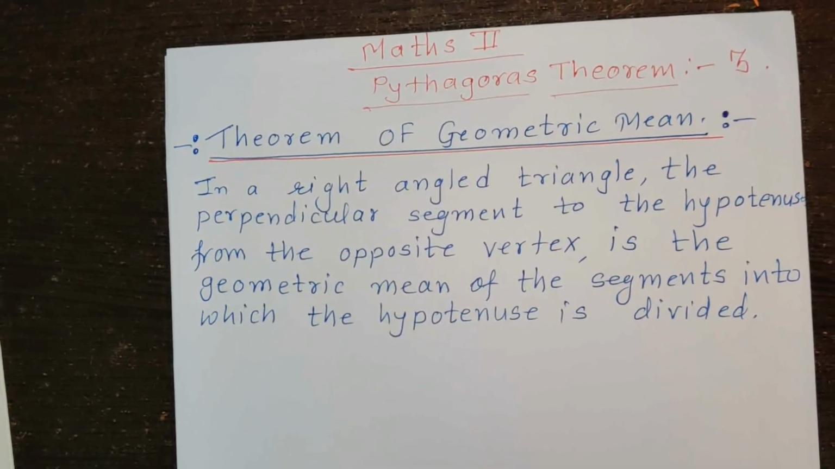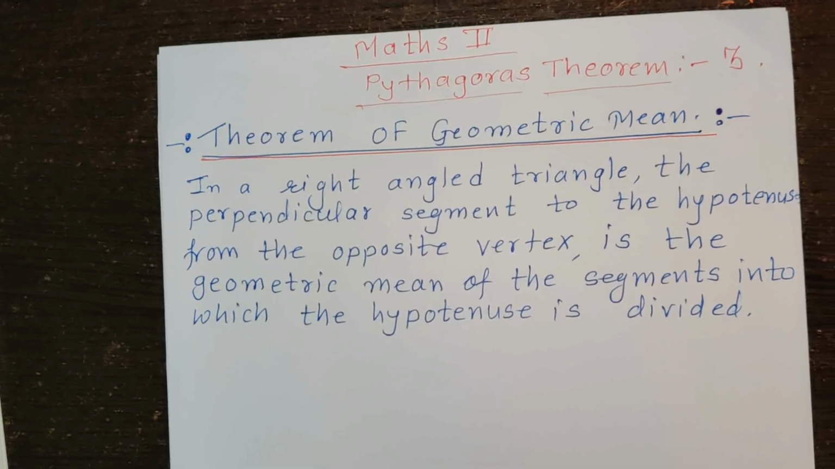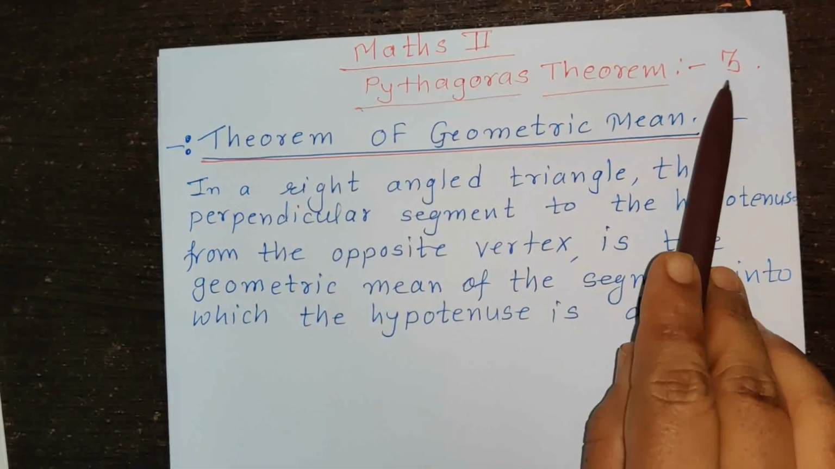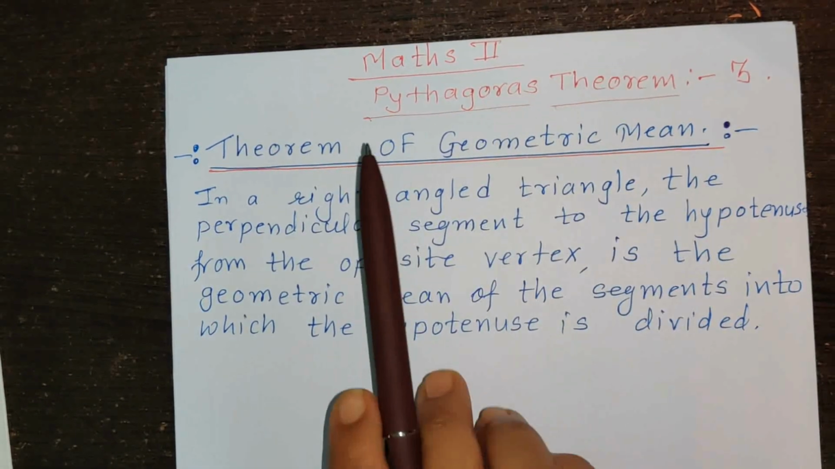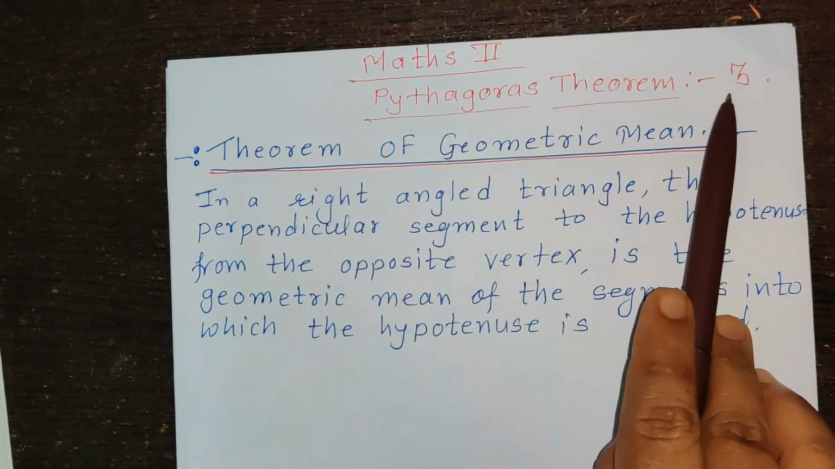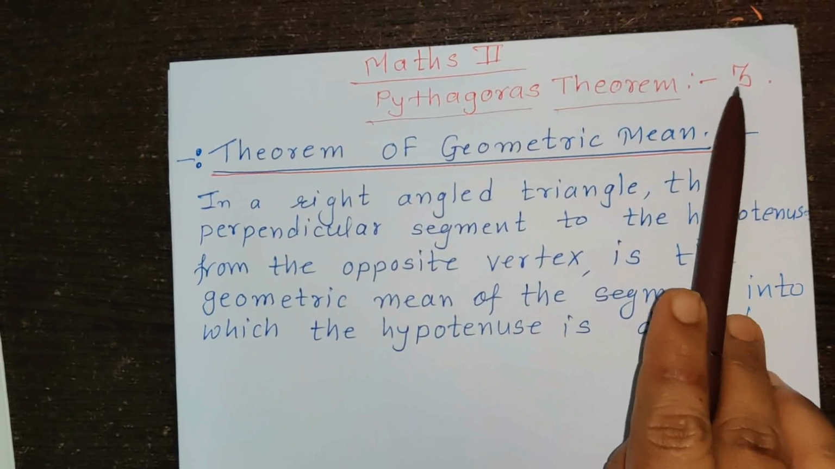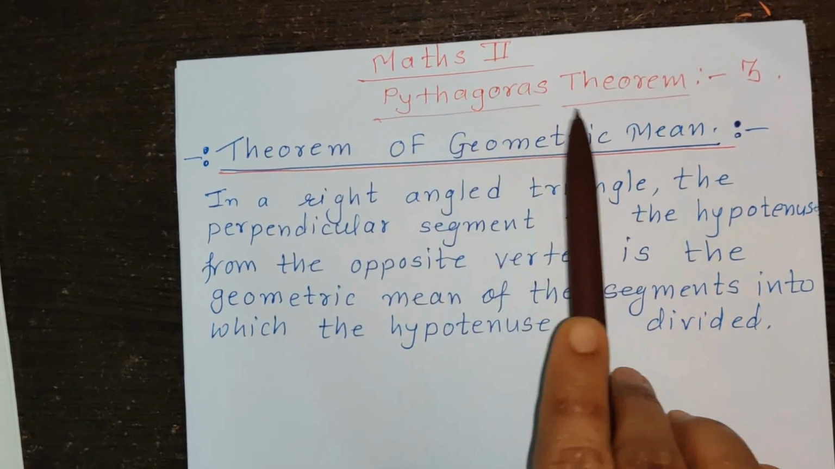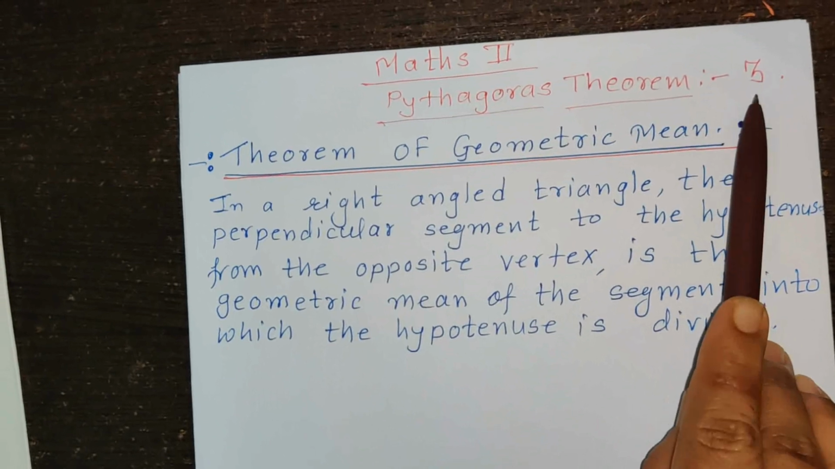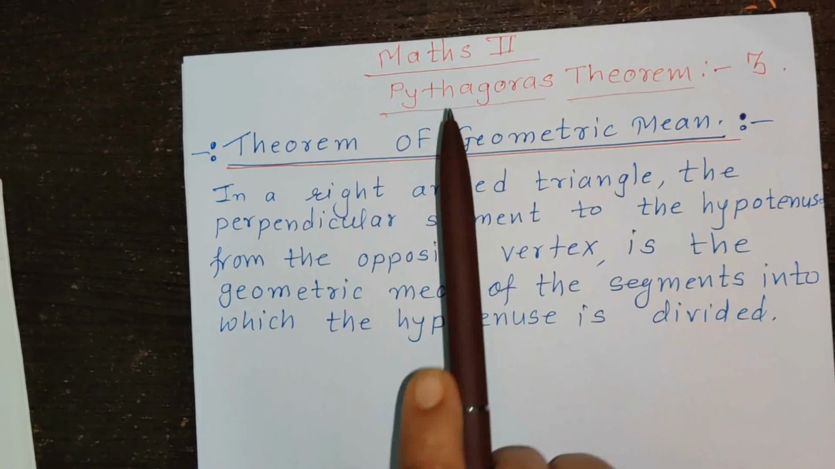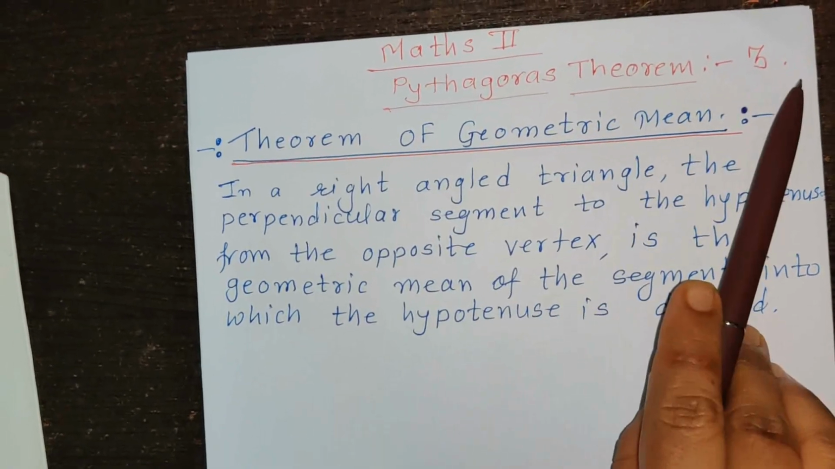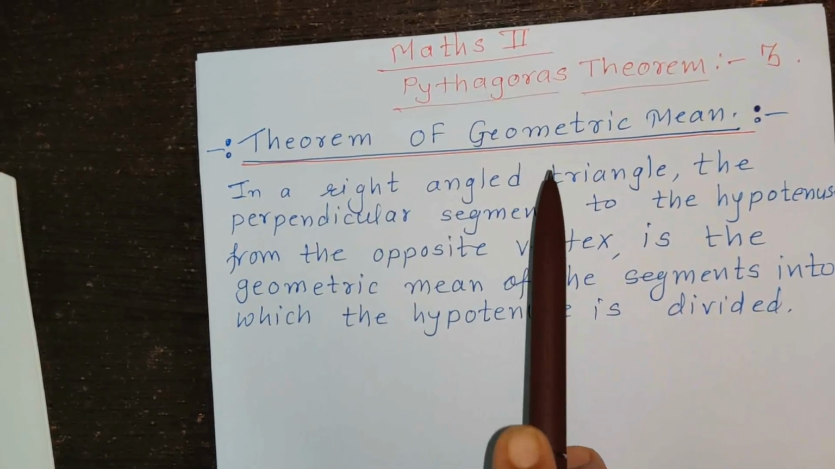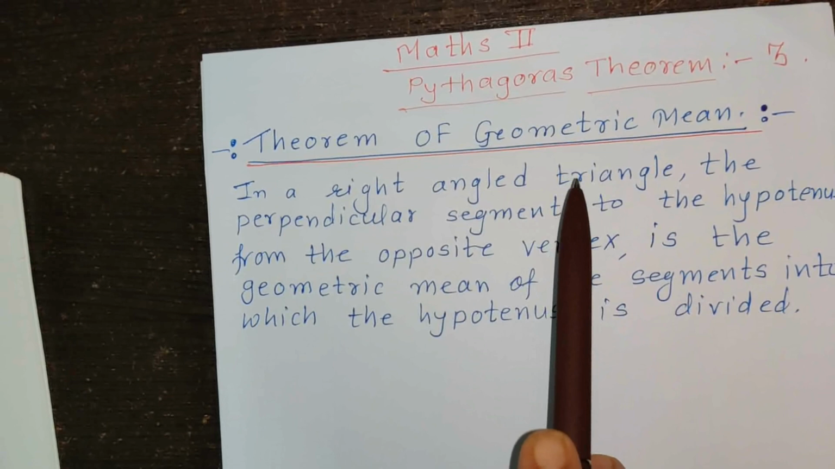Student, now we'll see Maths 2, Pythagoras theorem, that is lesson number 2, and this is the third video. Here, the numbers which are given are the numbers of the videos. So this is the third video of lesson number 2, Pythagoras theorem. In this lesson we finished Pythagoras triplet.